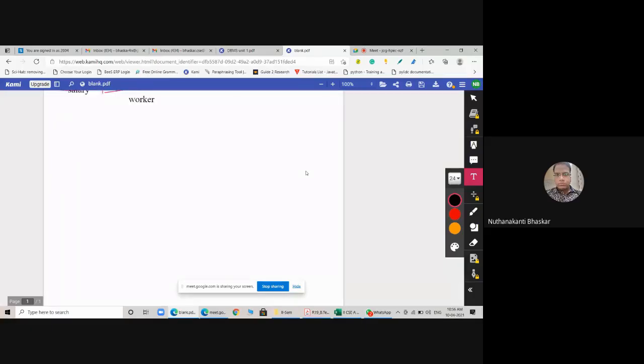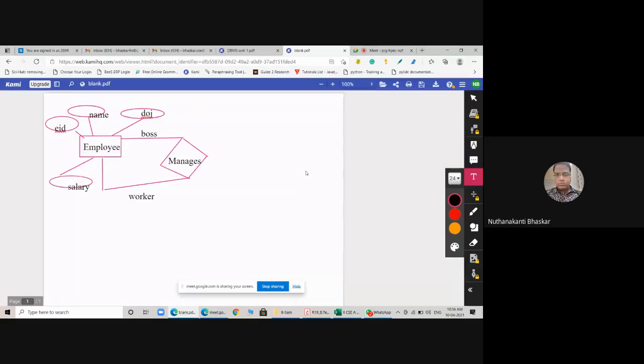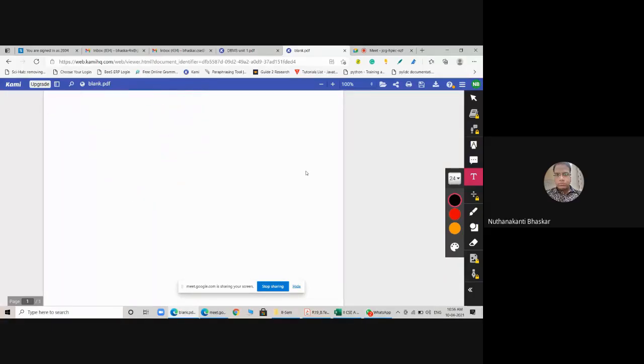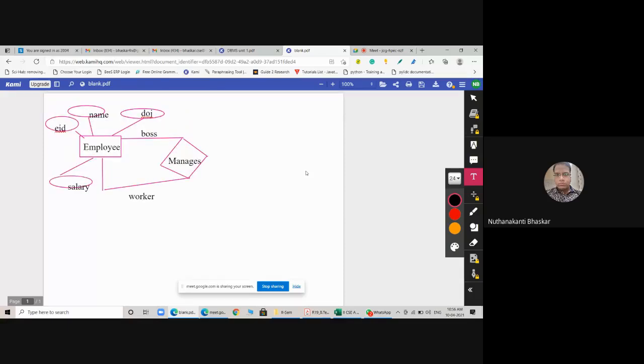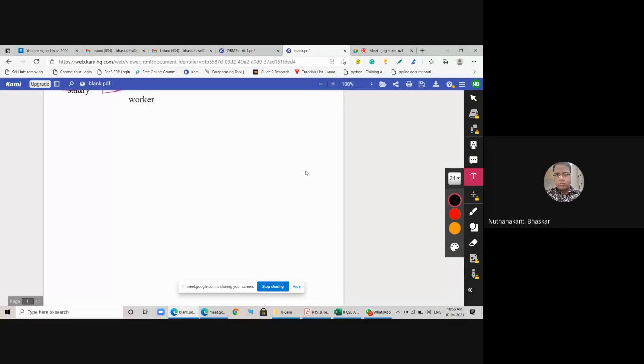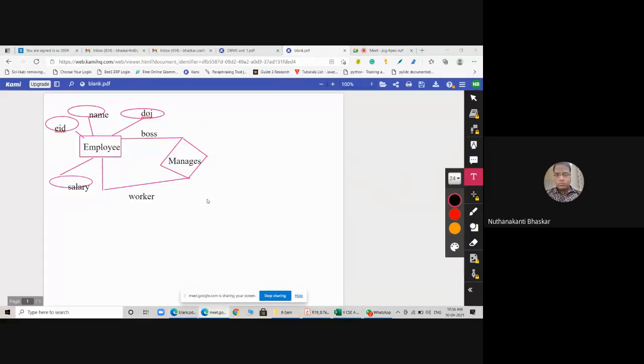Can anyone tell one more example for the same? Please note it down and tell me one more example. I told you to work in parallel, then only it will be covered. Understand? Any one of you, please.